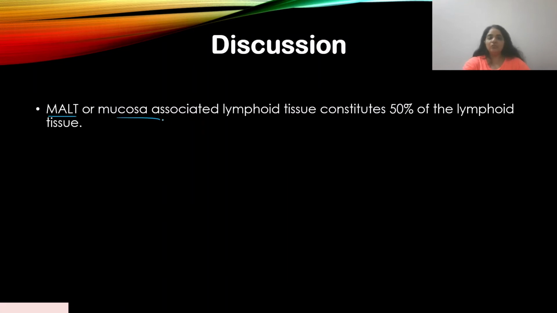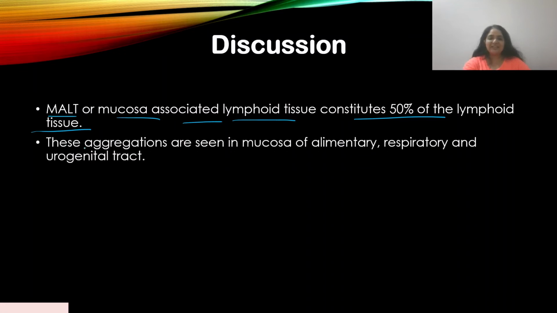MALT, or mucosa associated lymphoid tissue, that's the full form for MALT. It constitutes 50% of the lymphoid tissue. Now, what is this MALT? I'm sure if I explain it to you, you'll understand. So these are aggregations that are seen in the mucosa of the alimentary, respiratory, and urogenital tract. This is what these mucosa-associated lymphoid tissues are.